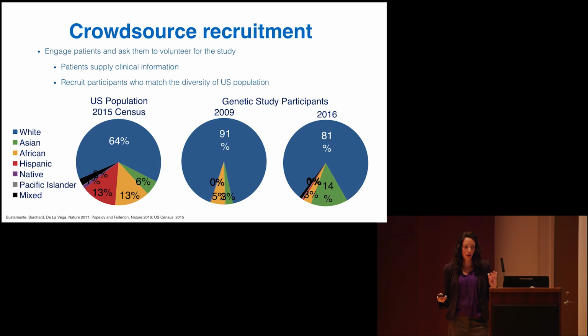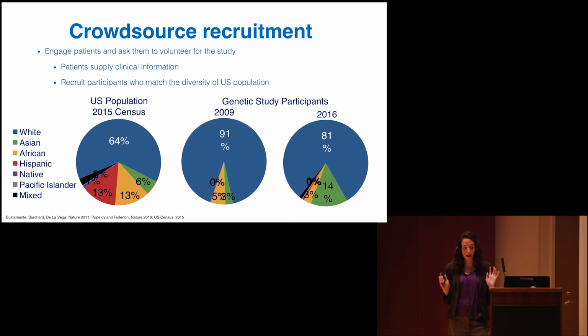We're also aiming to recruit participants that match the diversity of the US population. So this is an ongoing issue in scientific research. I just want to show a pie chart of the US population by ethnicity from the 2015 census. And this is the ethnicity of individuals that participated in genetic studies in 2009. So people saw this and said it was horrible. We have to really try harder to have diverse populations participating. And it looks like maybe they did better in 2016, but actually almost all of the growth was in Asian populations. So now the Asian populations are overrepresented, and we even have less African populations than we had before.